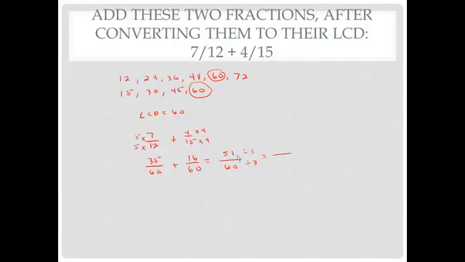Okay, 3 will go into 51 17 times, and 60 divided by 3 is 20. So my final answer, making sure my answer was simplified, would be 17 over 20.